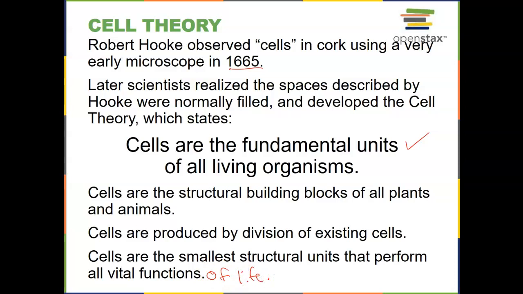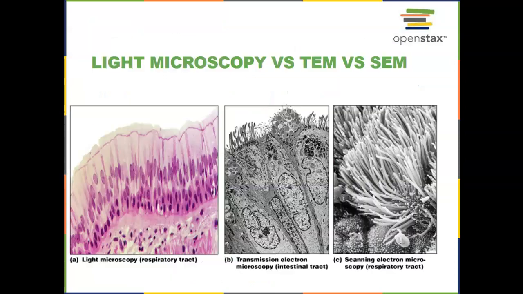Okay, cells are the smallest things that can be alive. So here's an example of a light microscope view of the respiratory tract in humans. And then we have transmission electron microscopy and scanning electron microscopy. Each one of these images gives us slightly different information.